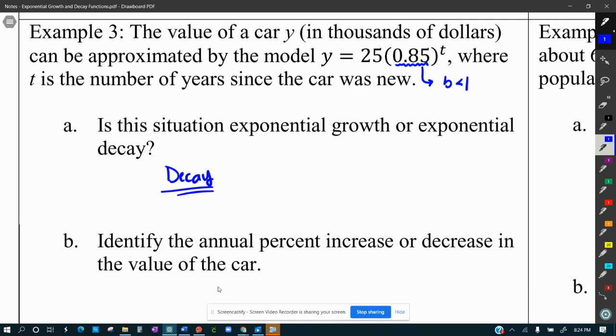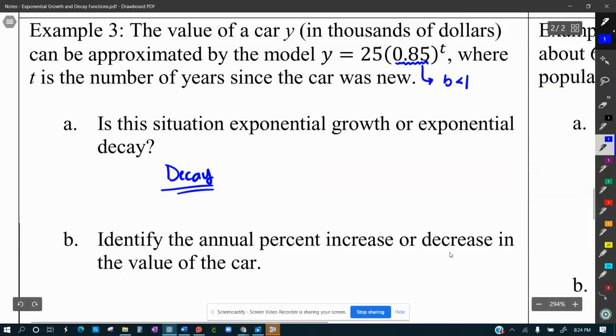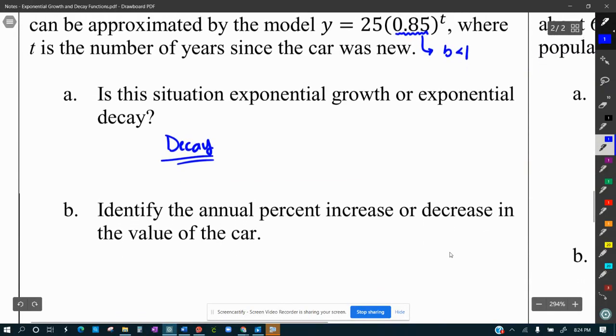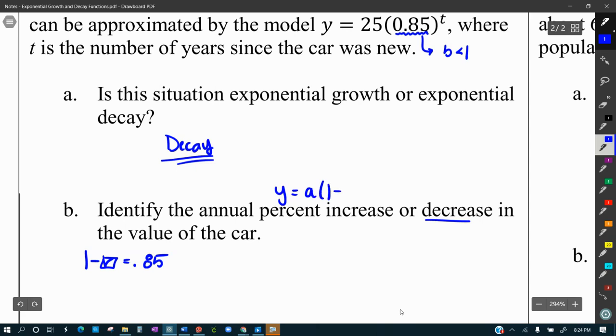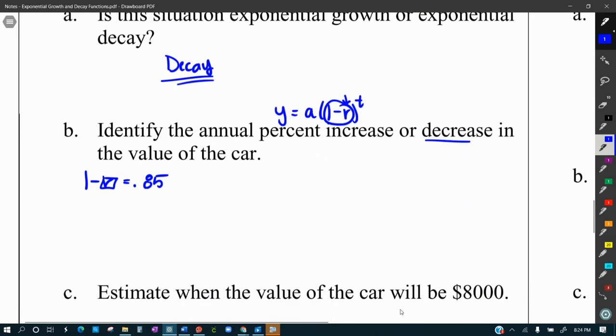So letter B, identify the annual percent increase or decrease in the value of the car. Well, first of all, it is going to be a percent decrease because we know we have decay. So to identify the annual percent decrease, we're really looking for r, which kind of is built into this 0.85 thing. So on the basic layout of our function, we had a times 1 minus r to the t. And so this is what the percent increase or decrease is, not necessarily the entire number on the inside. So we need to figure out what value of r gave me an inside value of 0.85.